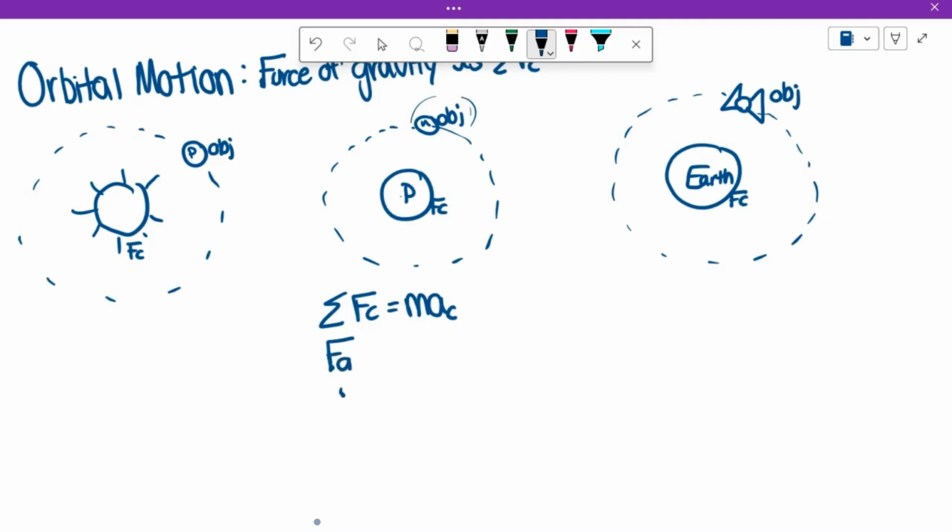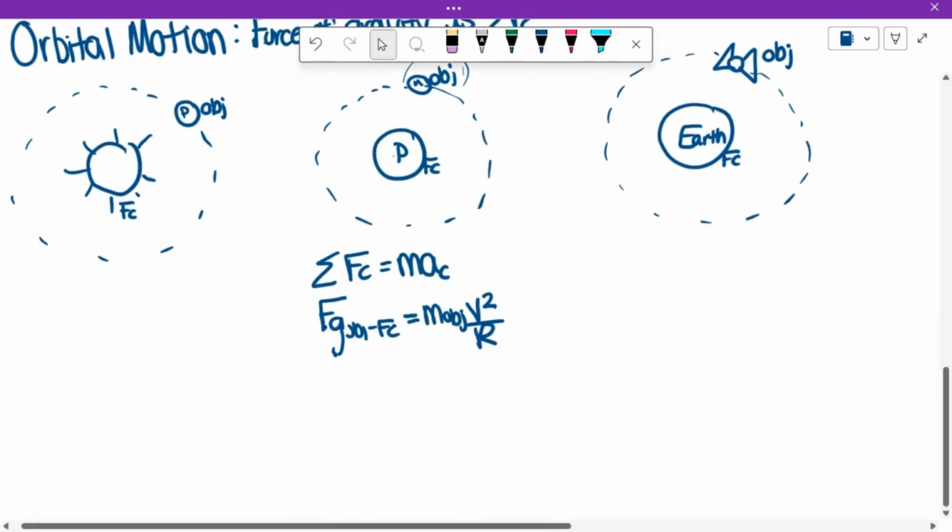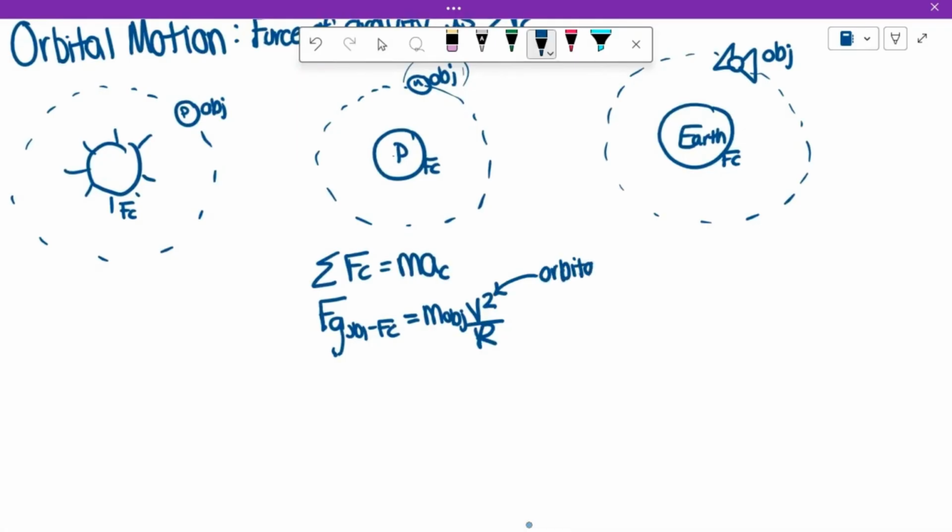Okay. So here, the net centripetal force acting on the object, doesn't matter which object, would be the force of gravity. Okay? And that would be the force of gravity on the object by the field creator. Okay? And then that would equal the mass of the object. And remember, the centripetal acceleration is v squared over r. Okay? Because that centripetal acceleration changes our direction without changing our speed. This speed here is often called the orbital speed.